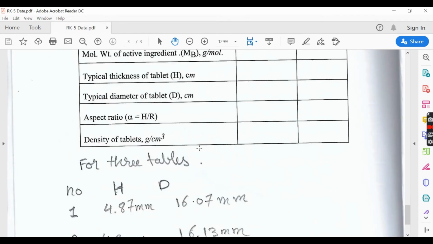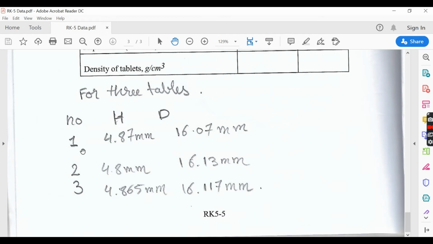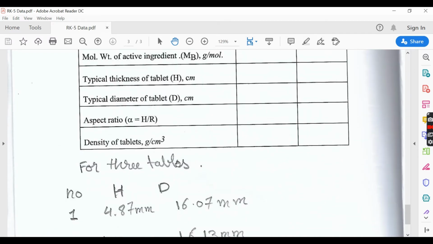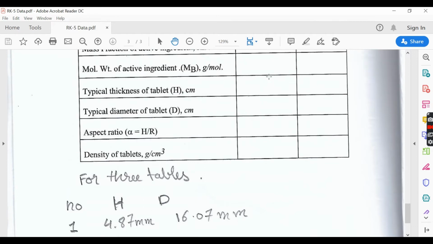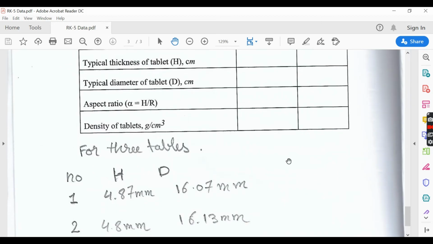Typical thickness H is given here for 3 tablets. The first tablet is 4.87, the second tablet is 4.8, the third tablet is 4.86. This is in millimeters. Calculate the average thickness. Same here for diameter: 16.07, 16.13, 16.117. Calculate the average diameter. So here is the average thickness and here is the average diameter. The aspect ratio will be H over R, so this is the diameter divided by 2 to get the radius. And then the density of the tablets is the mass of one tablet divided by the volume of one tablet, which is the volume of a cylinder.